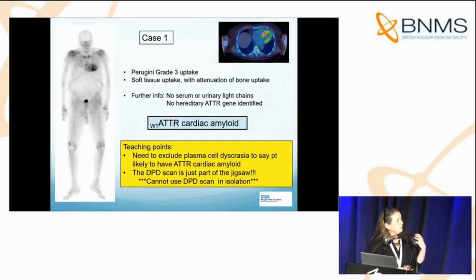So, as Carol has said, you need to exclude the plasma cell dyscrasia to use this. The DPD scan, I can't stress this enough, it's just part of the jigsaw. You cannot use it in isolation. If this particular patient had had positive light chains present, that would be a very different scenario. About 20% of what you would think is going to be an ATTR patient actually have plasma light chains, and we couldn't use this statement then to say that this is definitely wild-type ATTR cardiac amyloid. This patient would have to have a cardiac biopsy.